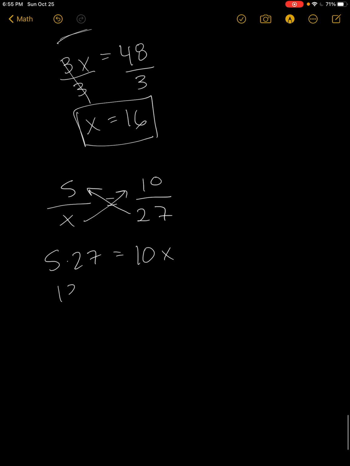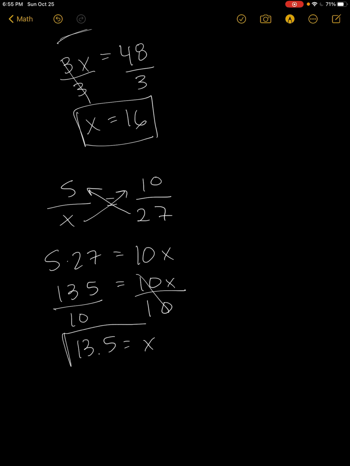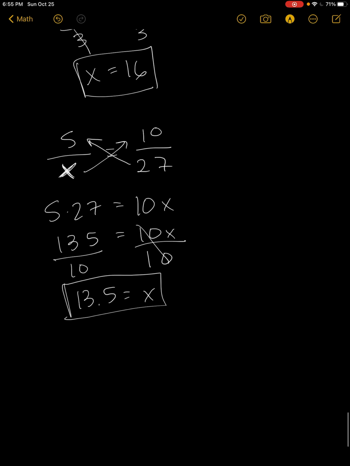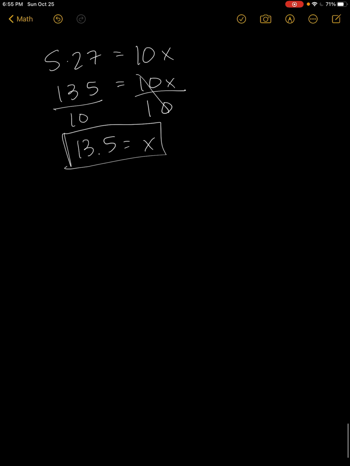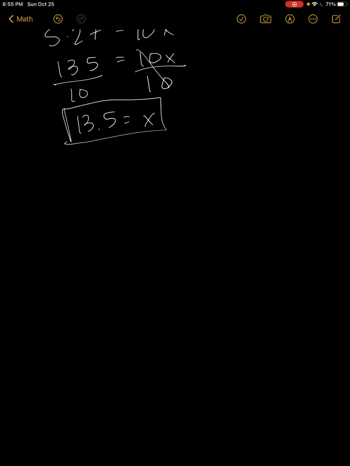Why did I pick those numbers? 27 times 5. Okay, I want to solve for x, I have to get rid of the 10. So 135 divided by 10 is 13.5. Okay, so I solve for x. So the bottom of that fraction is 13.5.